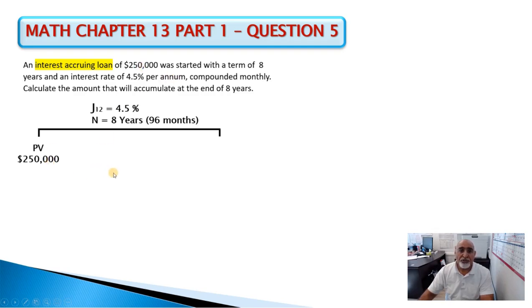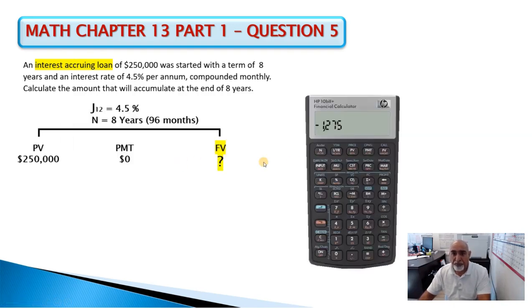Loan is 250,000. Payment, no money's going in or out. That's what an interest accruing loan is. Payment is 0 for an interest accruing loan. And we're looking for FV. So bring the calculator and clear everything. And put in our compounding periods, 12 compounding periods per year. And 4.5 for the interest rate for the year. Done. N is 96. So we need to work with months.